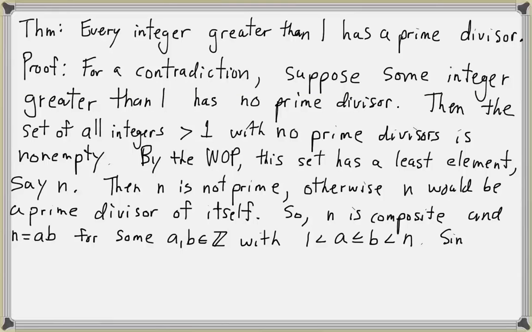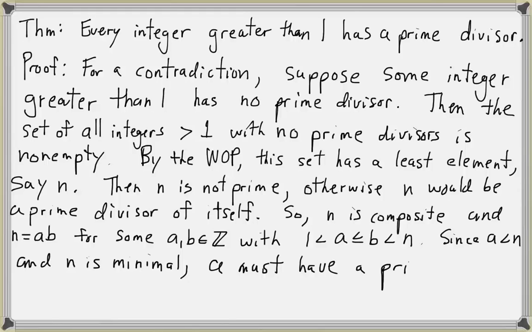So since a is less than n, and we assume that n is the smallest integer greater than 1 with no prime divisor, a must have a prime divisor. Say p is the prime divisor of a. But if p is a prime divisor of a and a is a divisor of n, then p is also a prime divisor of n, which is a contradiction.